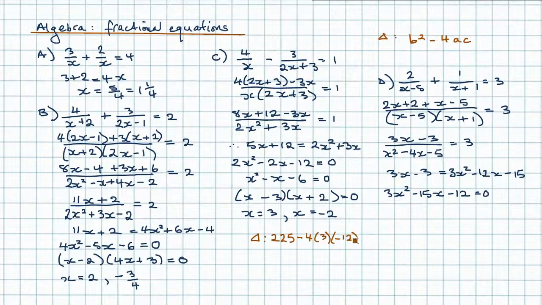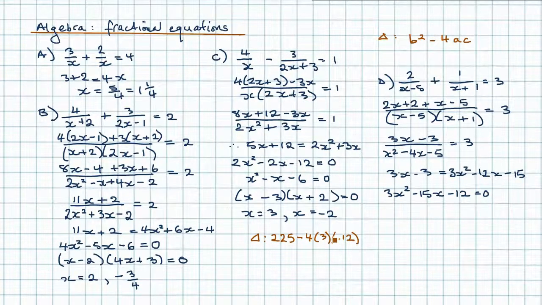By the way, if it had turned out to be negative, then we would say there are no solutions. It can't be solved. If it had turned out to be 0, which is another possibility, quite unusual, then we'd only get one solution, because the parabolic curve, if you were to graph this out, would be just touching, rather than crossing, the x-axis, giving you one solution.